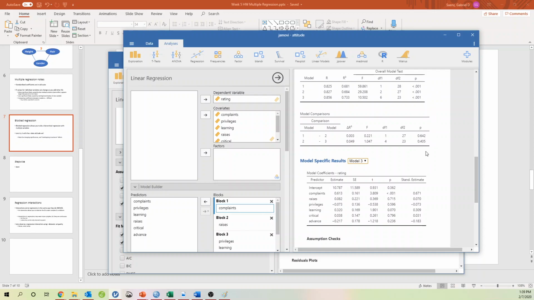So adding raises did not significantly improve our model. Adding privileges, learning, critical, and advanced did not significantly improve our model. This demonstrates both the hierarchy and the blocked regression.